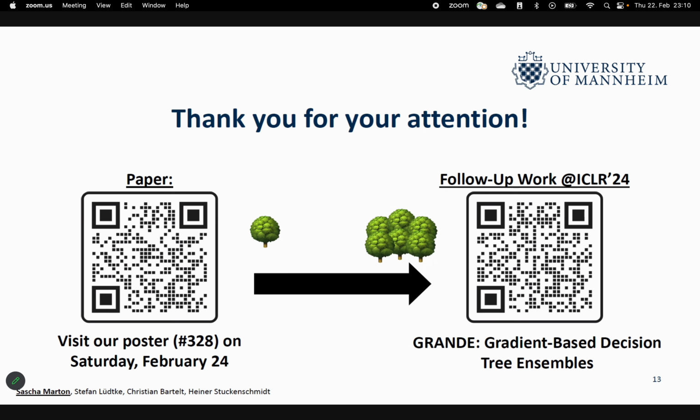We got poster number 328, and also we have some follow-up work which we presented at AAAI, which extends the method that we proposed here to a weighted tree ensemble, which achieves state-of-the-art results as a performance interpretability trade-off and outperforms methods like XGBoost and CatBoost on several data sets. So if you're interested in this, you can go to the QR code on the right.